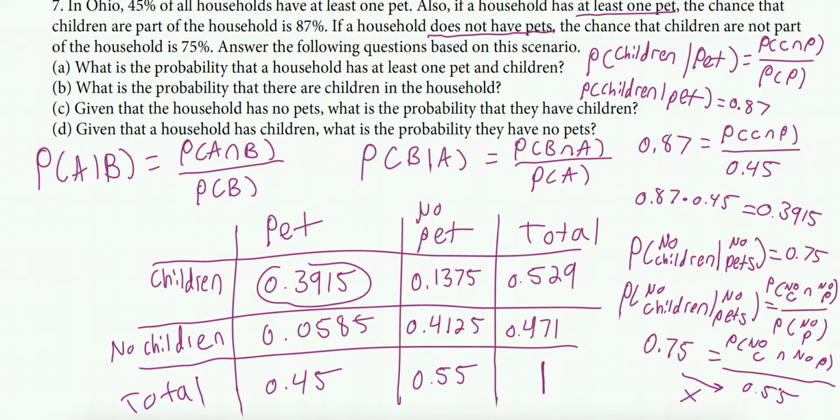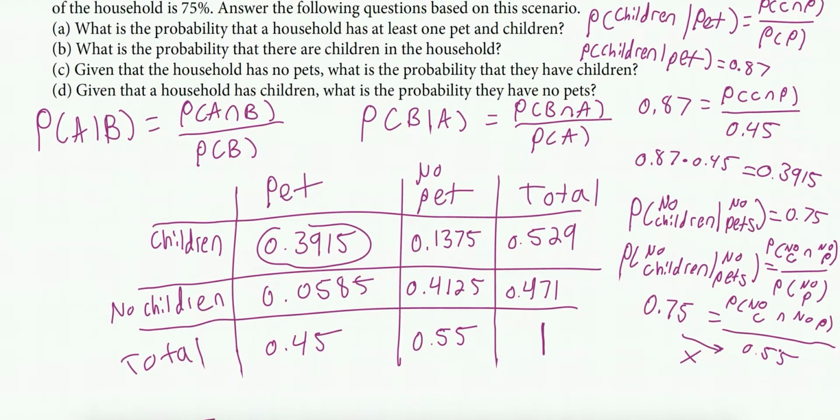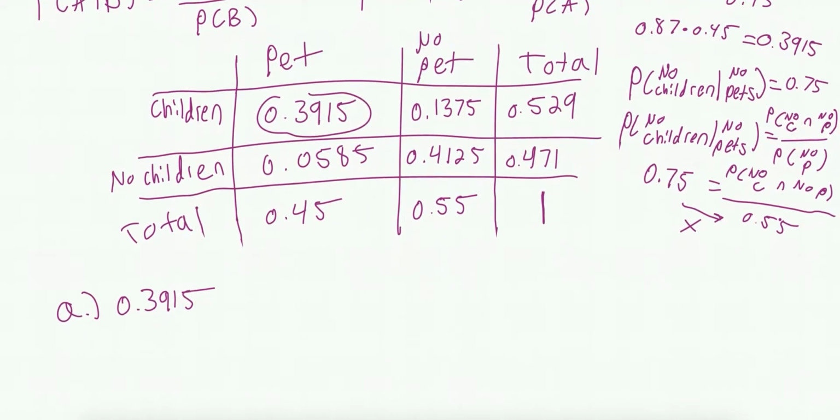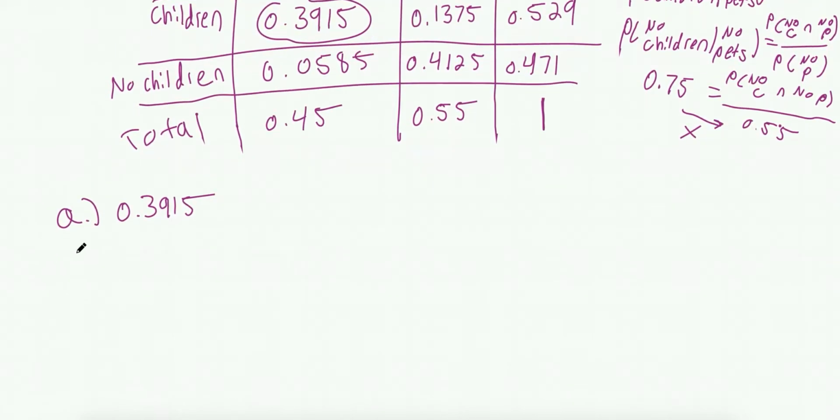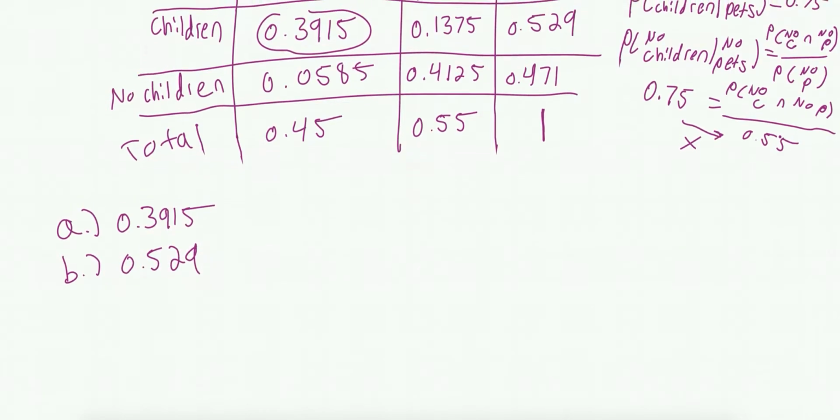Okay, what is the probability that there are children in the household? So just children. Probability of children, well, 0.3915 plus 0.1375. There are a total of 0.529 children in the household. Obviously not, it's not a fraction of a child, but percentage-wise, that's how many children are in the households. So, B, 0.529.